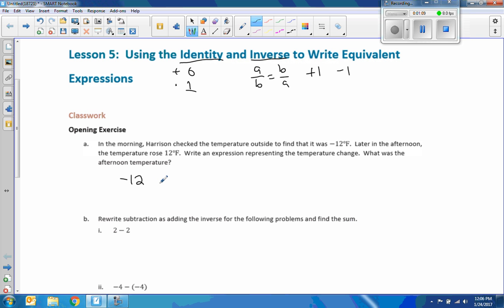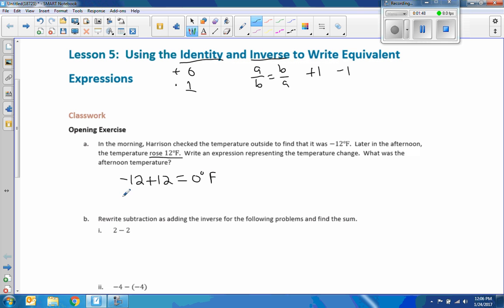It says, later in the afternoon, the temperature rose 12 degrees Fahrenheit. It didn't say rose to 12 degrees Fahrenheit. It increased 12 degrees. So I would put plus 12. So be careful how it's worded. If it said rose to 12 degrees Fahrenheit, that would have been our final temperature, and the difference would have been bigger. But here we went from negative 12, it rose 12 degrees, and now it is 0 degrees. And we should throw in an F there for Fahrenheit, because Celsius 0 is different than Fahrenheit 0.